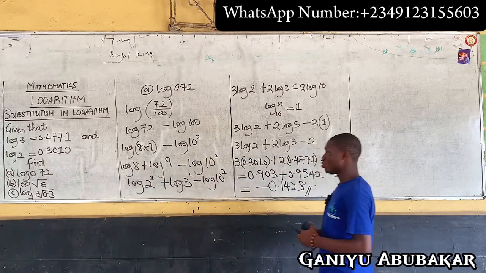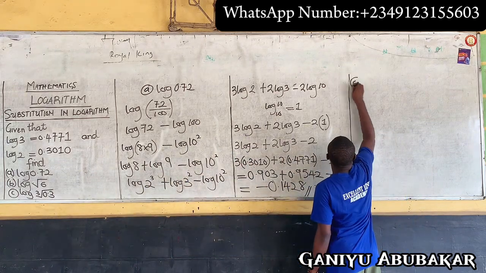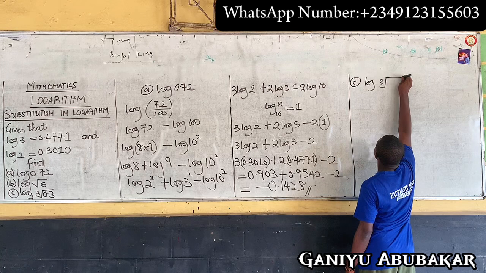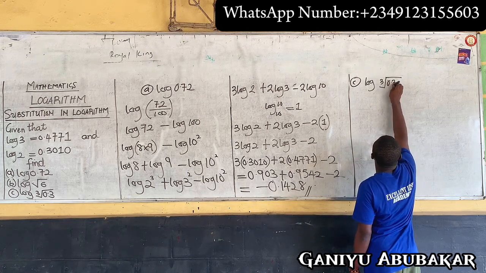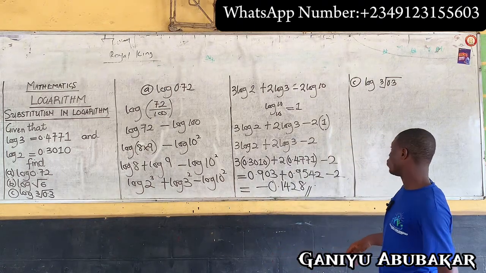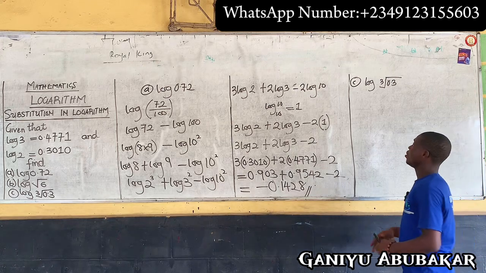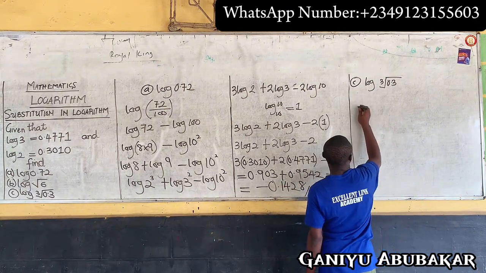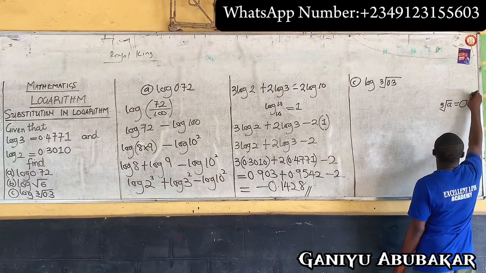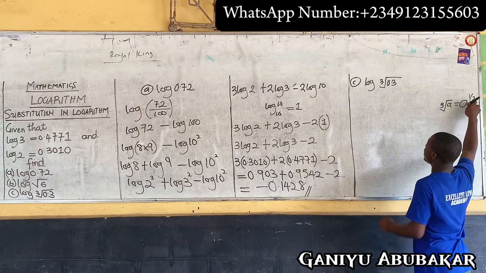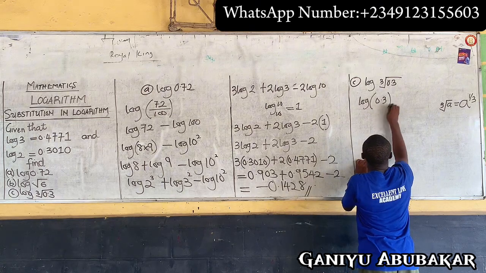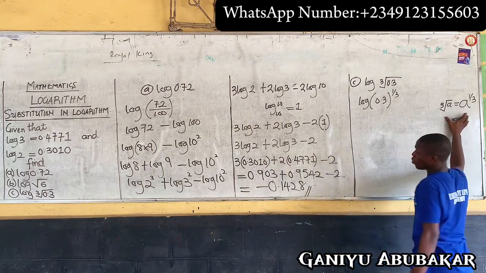So let's do number 3. For C, I have log of the cube root of 0.3. The same concept applies here. I'll try to break them down such that I'll be having log 2 and log 3. But hold on, look up from indices: if I have the cube root of A, this is A raised to what? 1 over 3. Similarly, I'll have log of 0.3, all to the power 1 over 3. I apply this concept.